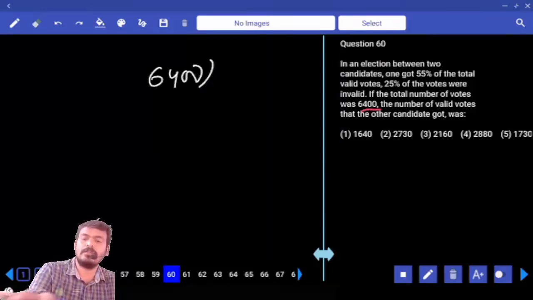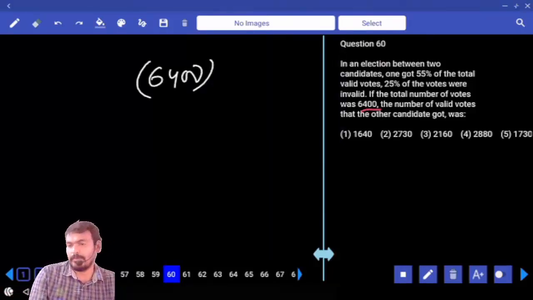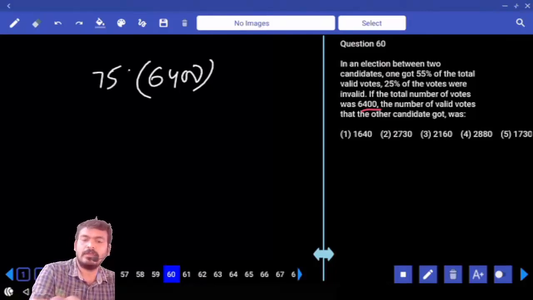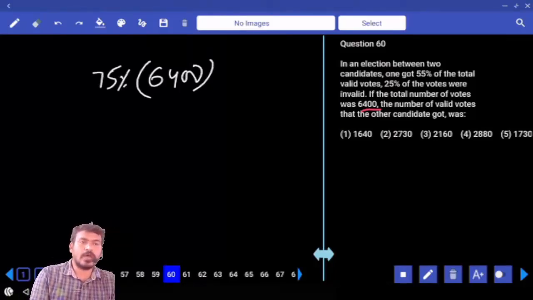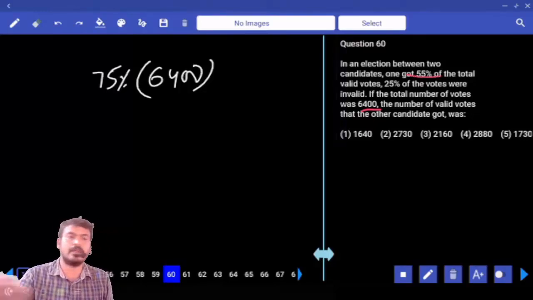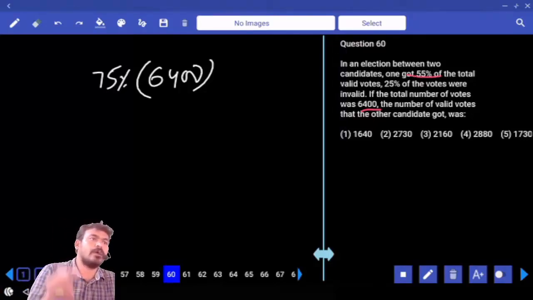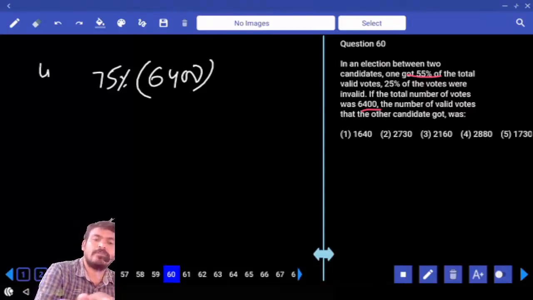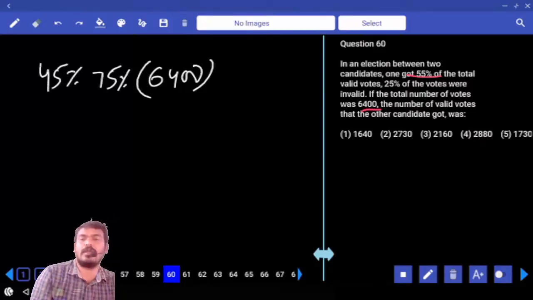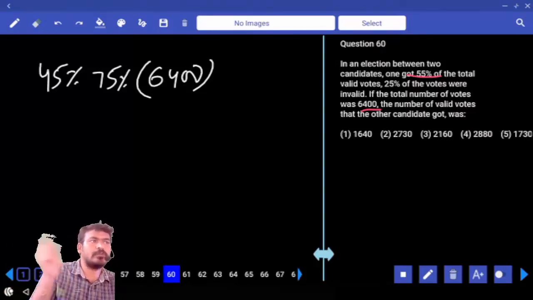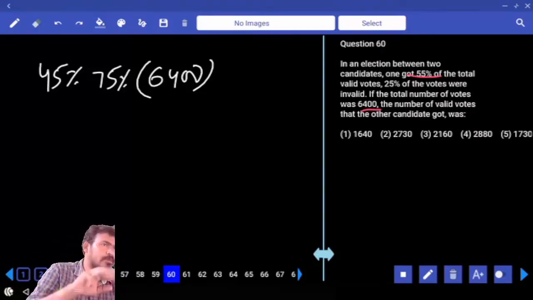6,400. In that invalid votes are 25%. Means valid votes are 75% or not? Out of the valid votes, one candidate is getting how much percent? 55%. One is getting 55% means obviously another candidate is getting 45% or not? Out of 6,400, 75% are valid votes. Out of the valid votes, one is getting 55% means another one is getting 45%.